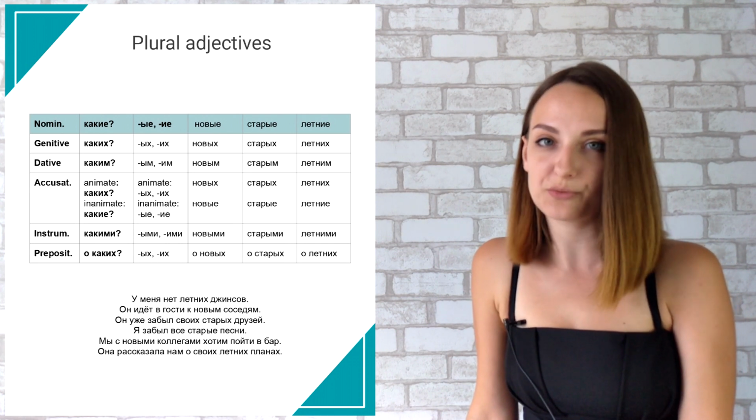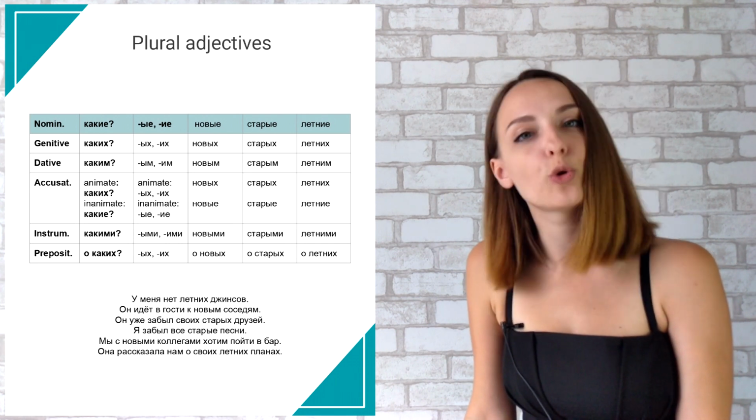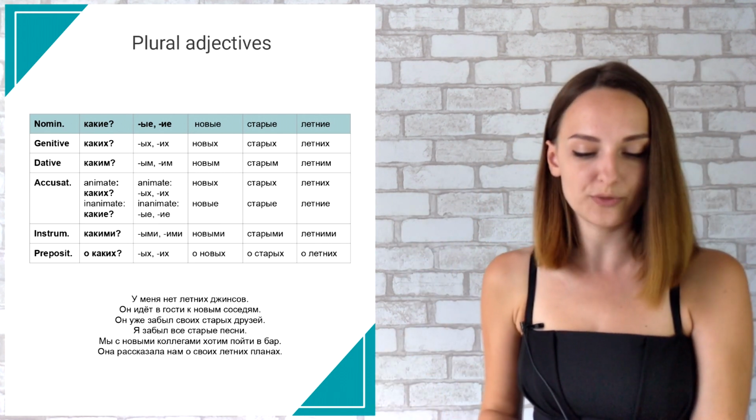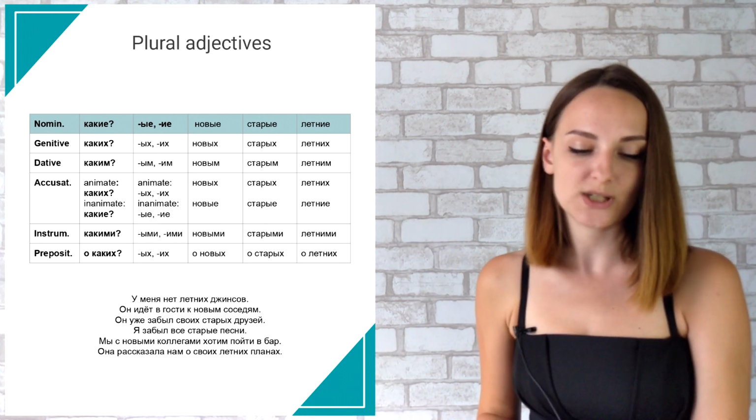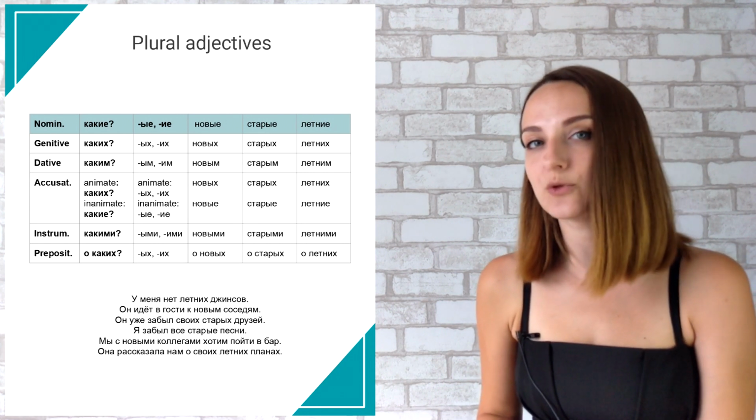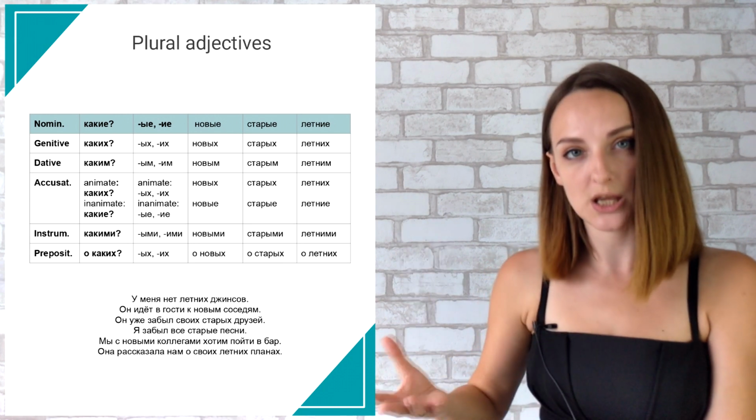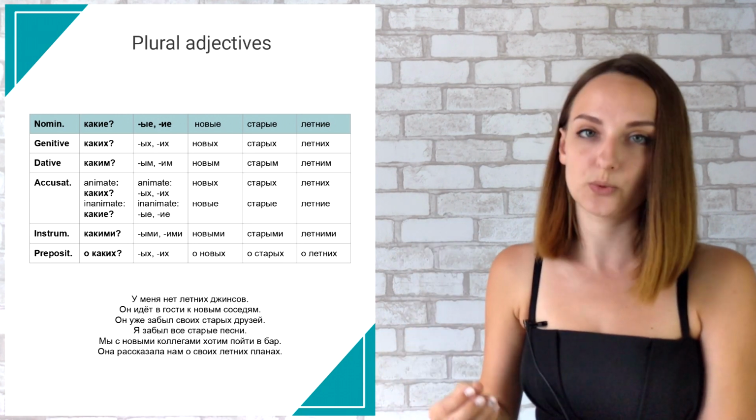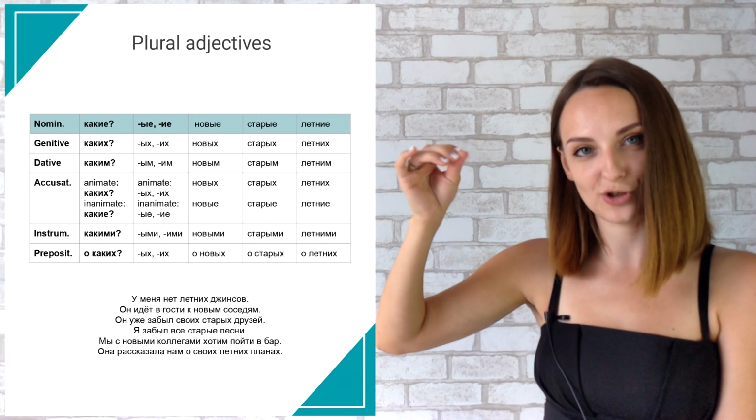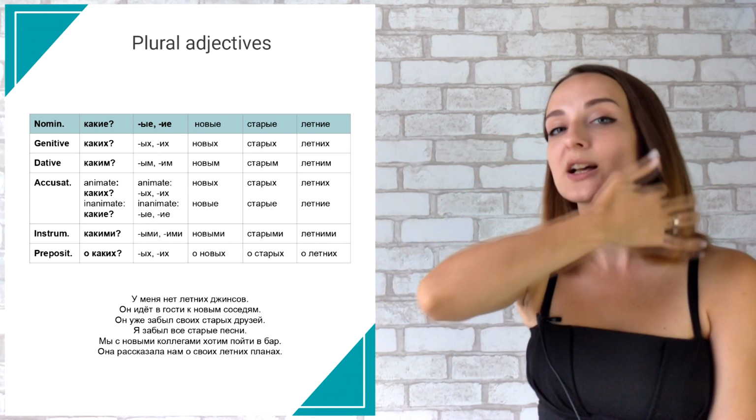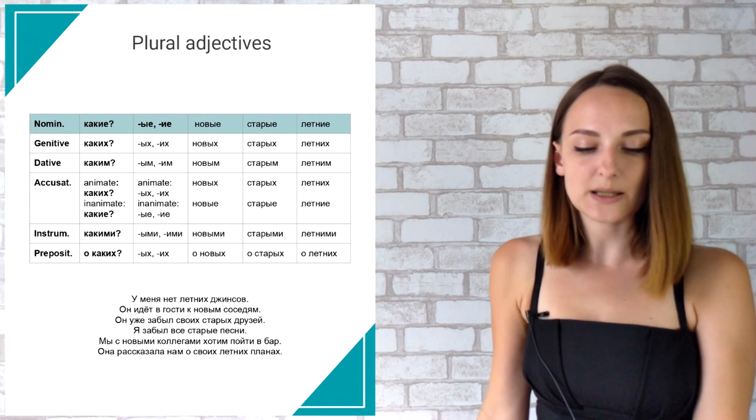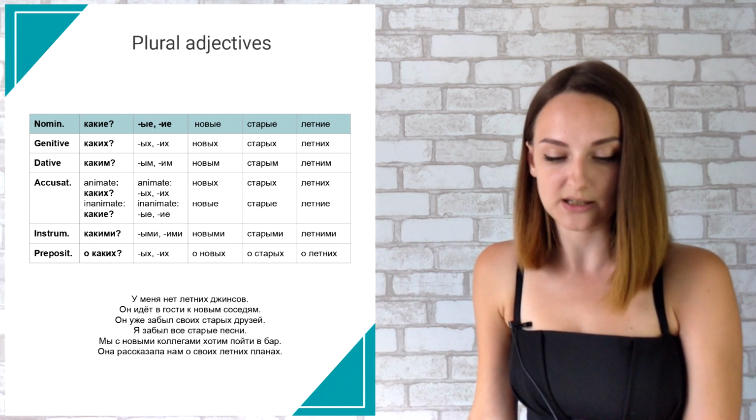Он идет в гости к новым соседям. К новым соседям. К кому? Dative case. В гости к новым соседям. Он уже забыл своих старых друзей. Забыл кого? Друзей. Друзья are animate, so we use accusative case, the same as the form of genitive case, да? Старых друзей.